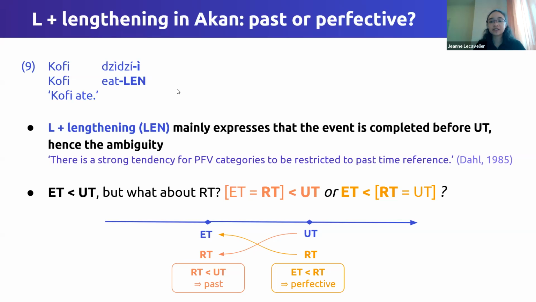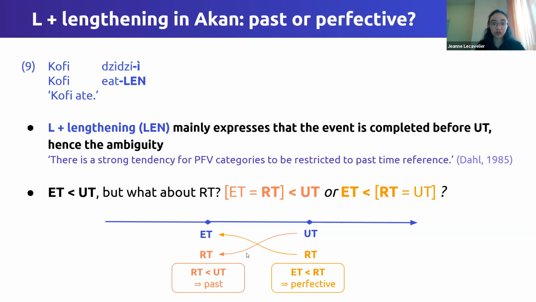At least it expresses that the event is completed before the return time. So as you can see in the graphic here, the event time is before the return time, but still, knowing that the event time happens before the return time is not enough to know what actually the low tone and lengthening codes, because even though most literature on the subject says that it codes that the reference time is before the return time, and therefore, if it codes the relationship between reference time and return time, it's past, it could also be that it codes that the event time is before the reference time.